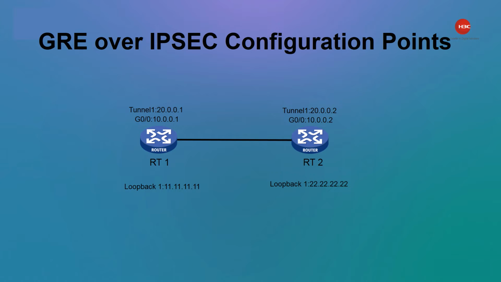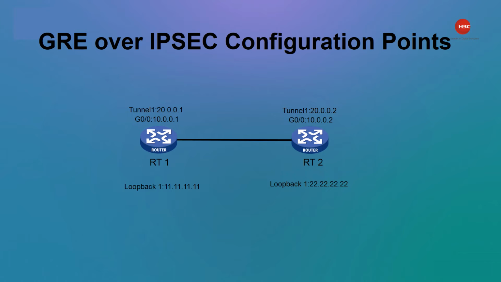IKE first negotiates the SA through its own authentication algorithm, encryption algorithm, authentication mask, DH group, and other parameters, and then passes the established parameters and generated keys to IPSEC, and IPSEC uses the SA to process IP packets with the specified method of encryption or authentication.